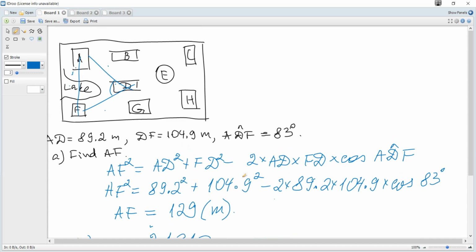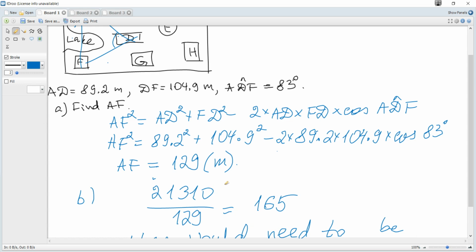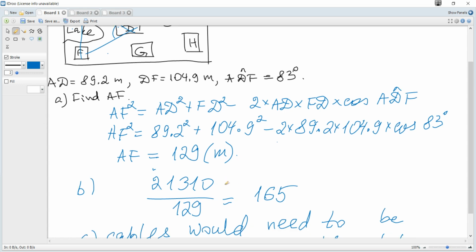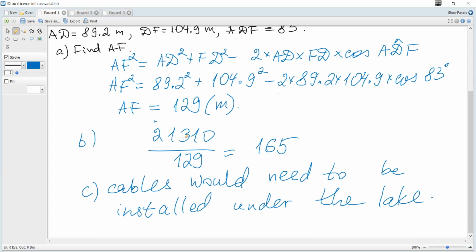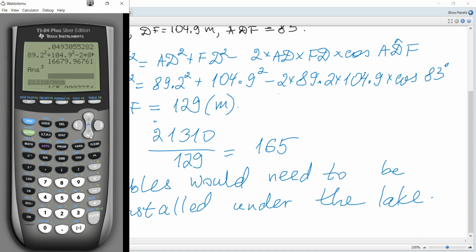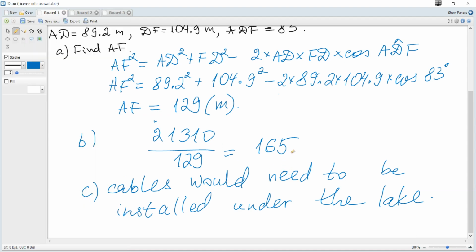And the next, the cost for installing the cable directly between A and F is this value. And question B, find the cost per meter of installing this cable, 2 marks. So cost per meter is just total cost divided by distance, and it's just this given value divided by the found distance AF, and it's just the given total cost divided by the answer, and you can see that it's 165. Units are not required here.